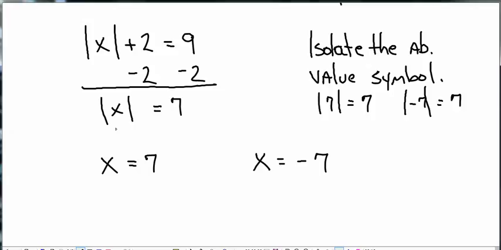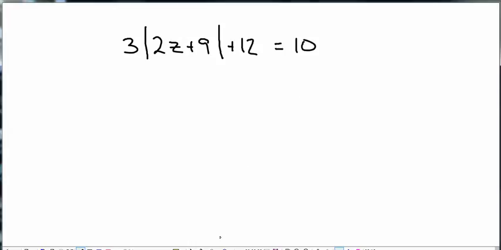Boy, they just jump right into it. Here you go. 3 times the absolute value of 2z plus 9, plus 12. And it's all equal to 10. So we got to isolate the absolute value symbol.